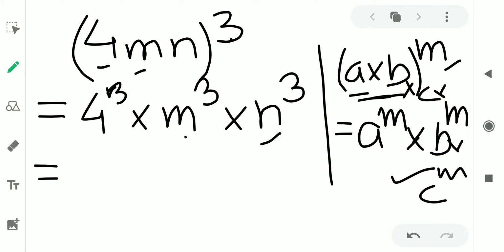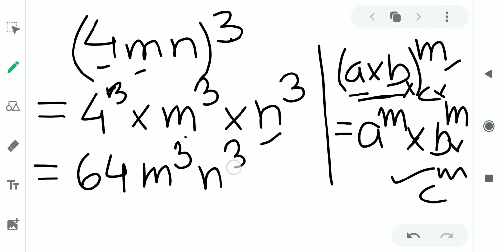Now what does 4 cube mean? 4 cube means simply 64, and m cube is m cube only, and n cube is n cube. This is the simplification, this is the answer. So the answer is 64 m cube n cube. Okay, now let me give you the other example.